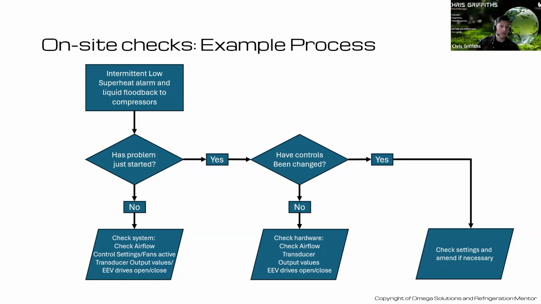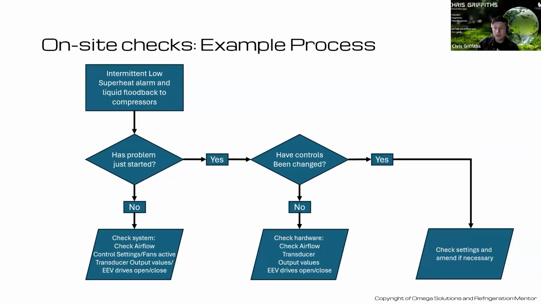So the number one thing we found, which also relates back to what you just said about the controls and being able to look back historically, is: has the problem just started? Well, if not, let's go through our normal checks. Check airflow, for example, to make sure the refrigerant's actually able to pick up heat into that coil. Check control settings. Check that fans are active.